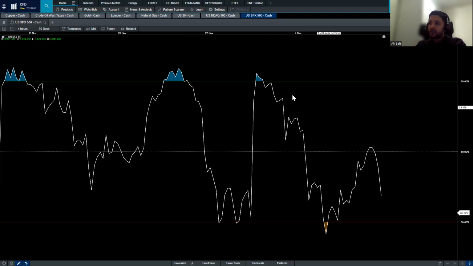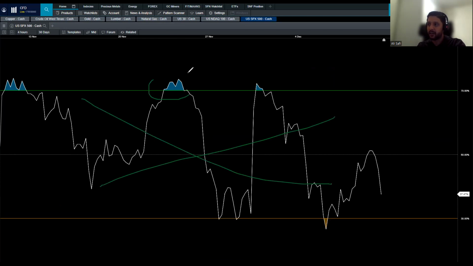make sure the first one is in overbought or oversold condition. Don't take any divergence between here. So we don't care anything here. We don't care anything here. We just care here, here, here, here. Okay? So whatever you see here, it's going to fail. It fails, right?